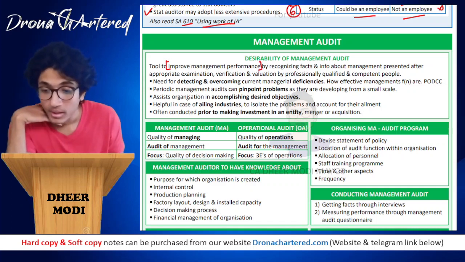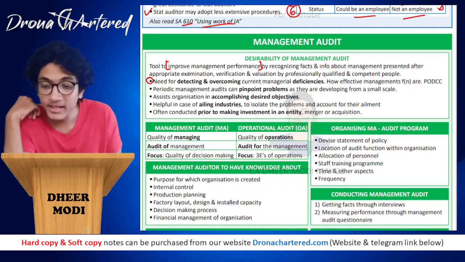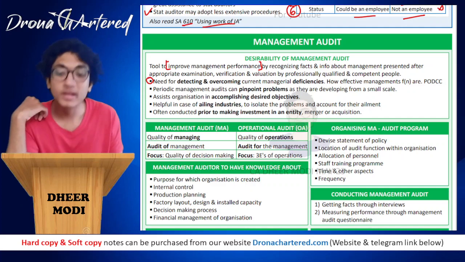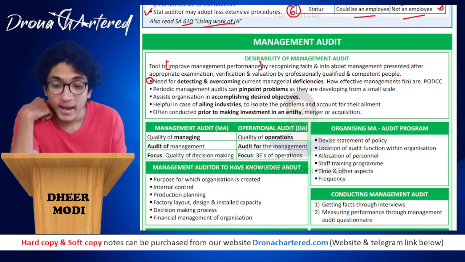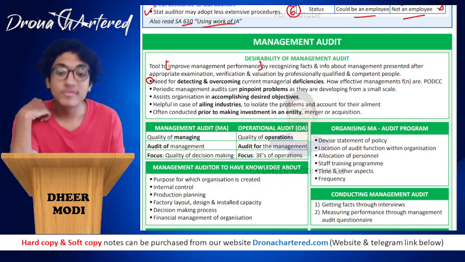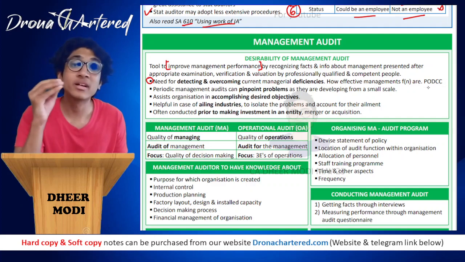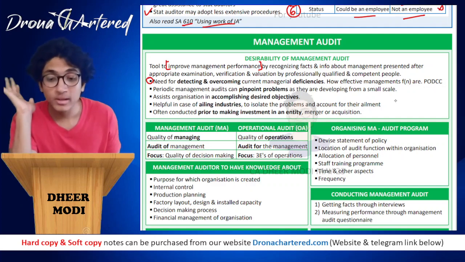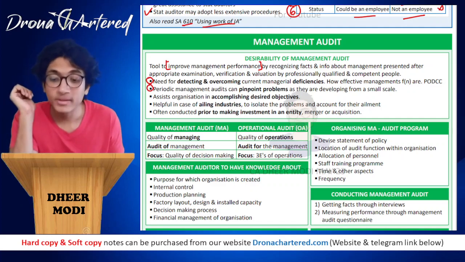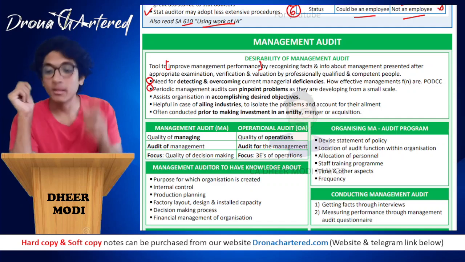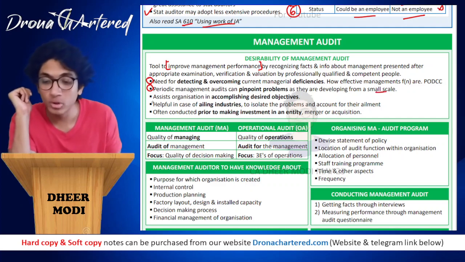So what is the desirability of management audit? First is the need for detecting and overcoming current managerial deficiency, that is whatever the current managerial deficiencies are, and how effective management functions are. If you remember the functions of management: planning, organizing, directing, controlling, etc. Next, periodic management audits can pinpoint problems, that means they can help you find problems as they are developing from a small scale.